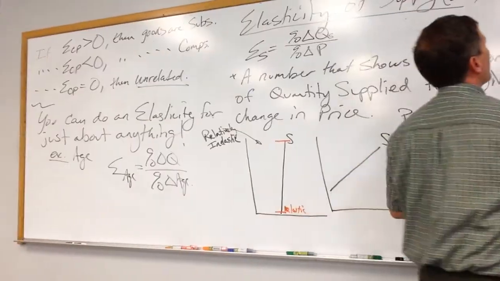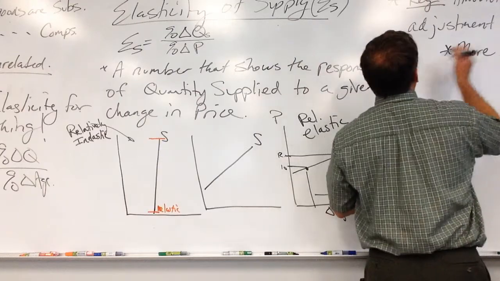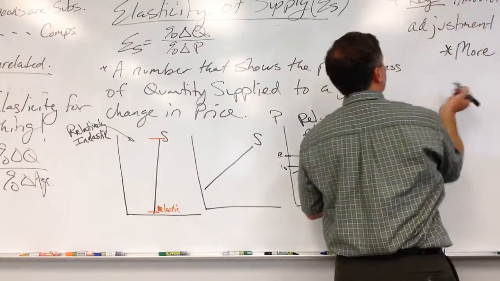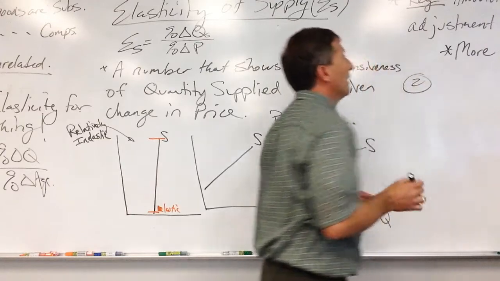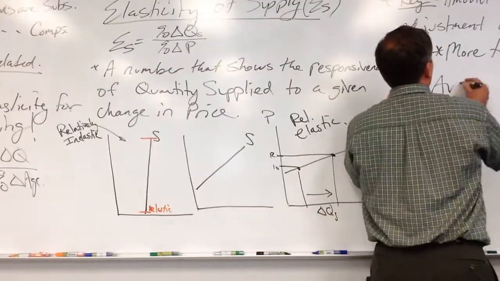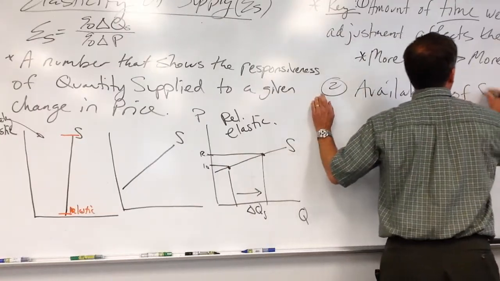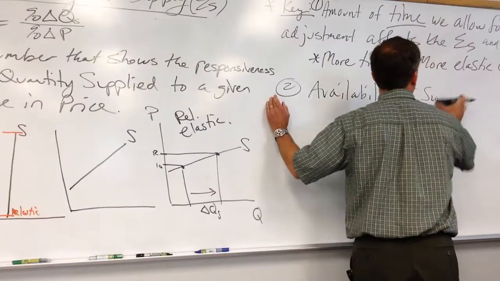And here's a couple other. So let's see, this is, I guess, kind of number one. Number two would be the availability of substitutes.